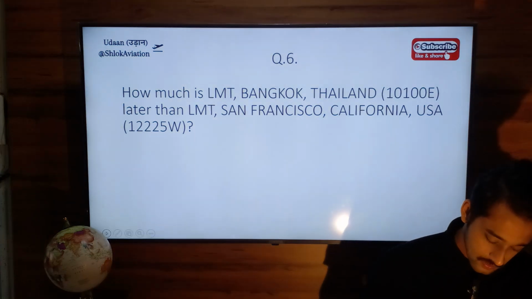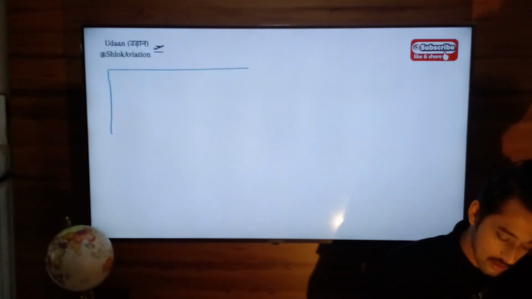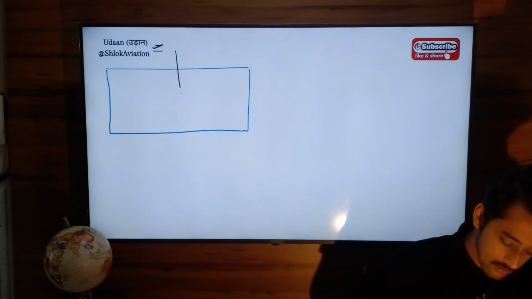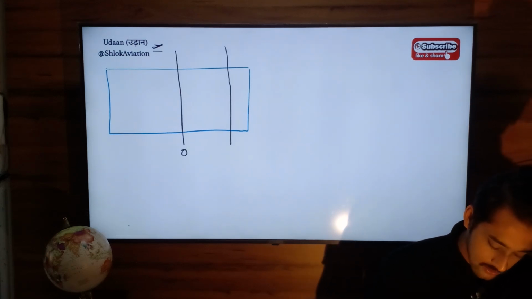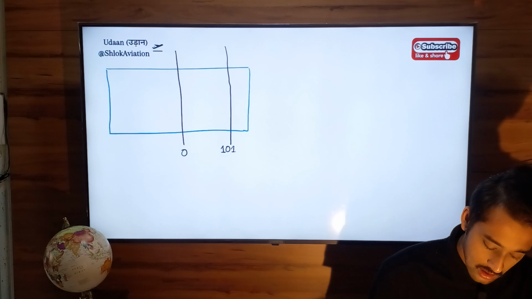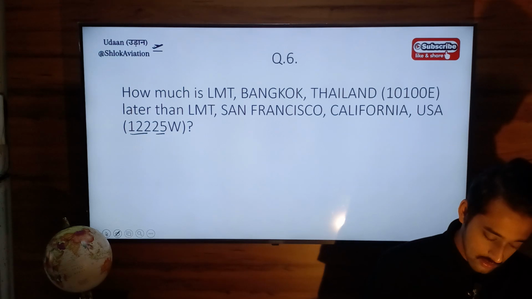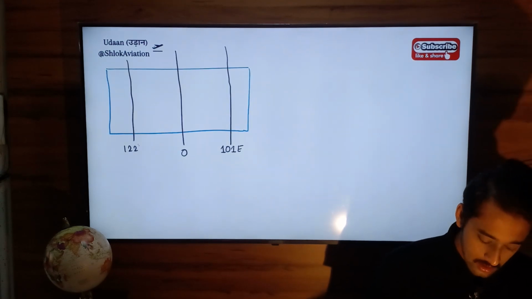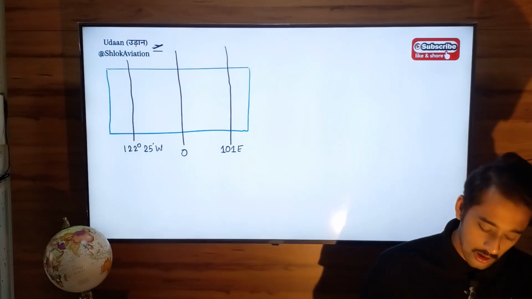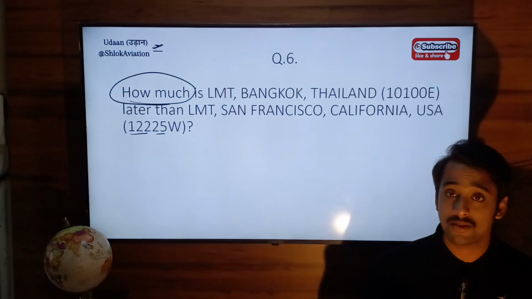So now, very simple. Let's draw a prime meridian separating them. We have the meridian for Thailand, which is 101 degrees east. California's longitude is 122 degrees 25 minutes west. So we just have to find the time difference. How much is the time difference?